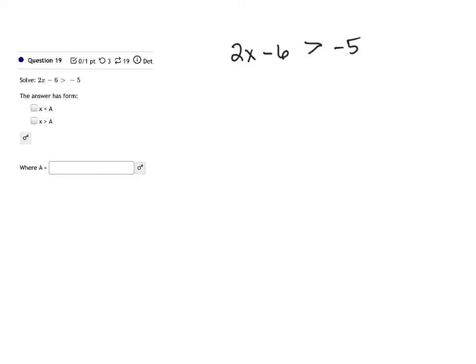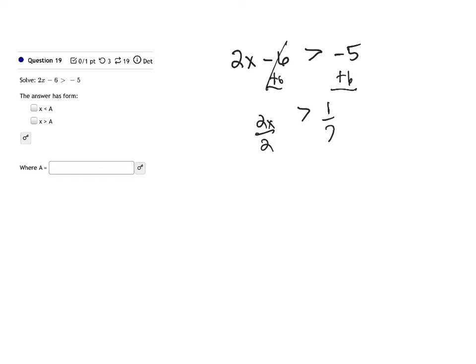We're going to solve this inequality for x. So I'm going to move the 6 over. So add 6 to both sides. So that's 2x is greater than, because that goes away, 6 minus 5 is 1. Then I'm going to divide both sides by 2. If I divide by a positive number, I do not change the direction of the symbol. So x is greater than 1/2.